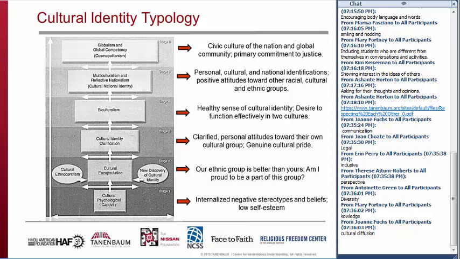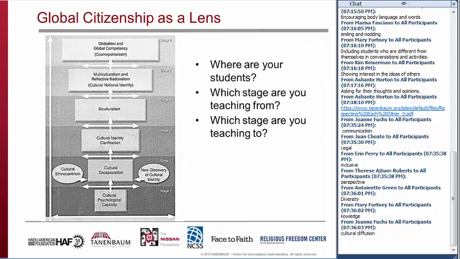So I'd like for you to consider for a moment, where would you say your students are in this typology? Thinking about this framework as a framework, not the framework, but as a framework for global citizenship, where are your students? In which stage? And then consider, which stage are you teaching from?